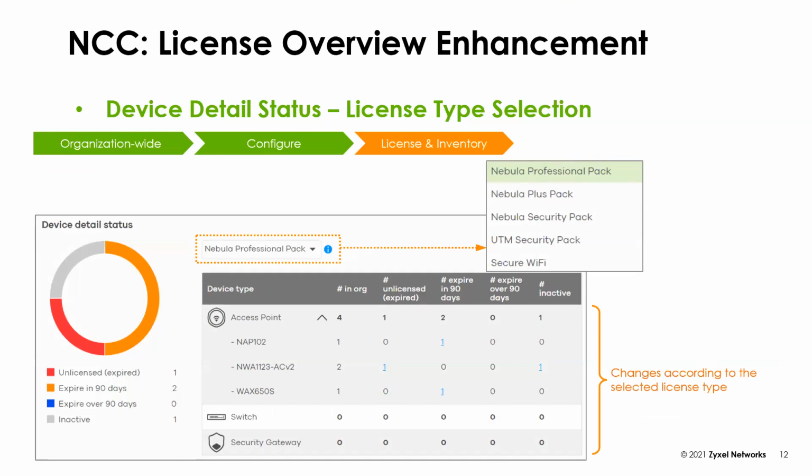We've now given you the ability to use the same view to not only keep track of your Nebula ProPack licenses, but your security licenses, your UTM licenses, your secure Wi-Fi. So it makes it really easy for you to see what's going on. You know, how many devices you have, how many of those devices are expired, how many are going to be expiring, how many are not currently active, etc.